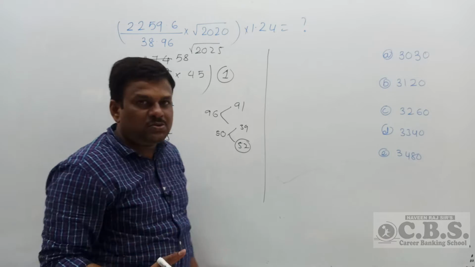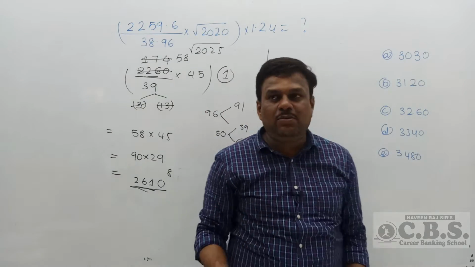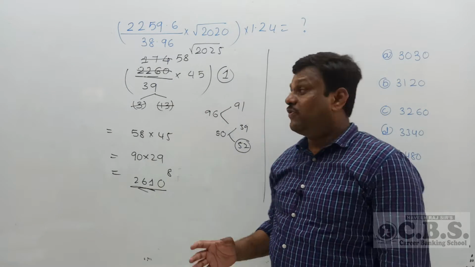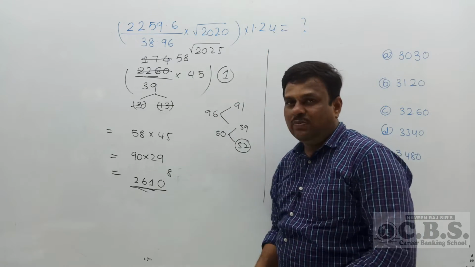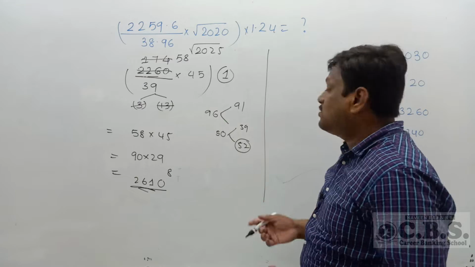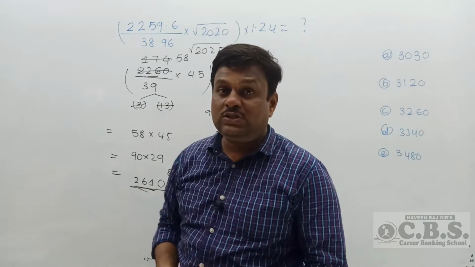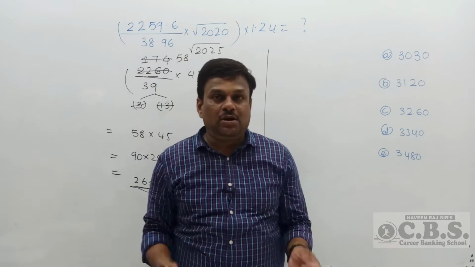So what is the option? What is the answer you get? It is not available in the options. That is a big problem. When you take 1.24 as 1, you get an answer of 2610. Which option is near to 2610? There is no option near to 2610. This is a big problem while you're doing an approximation.